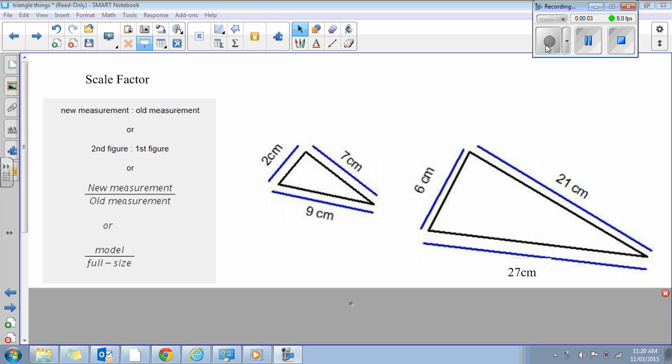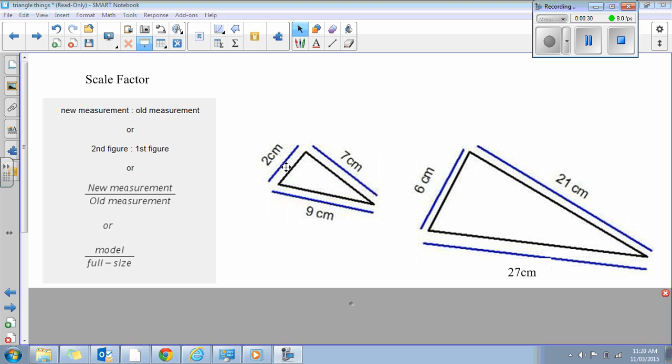So now we're going to look at a scale factor. A scale factor is a way of comparing two objects to see if they're similar. If they have the same scale factor for all sides, they are similar. So a scale factor is written as new measurement to old measurement, or second figure compared to first figure, or new measurement over old measurement, or model over full size.